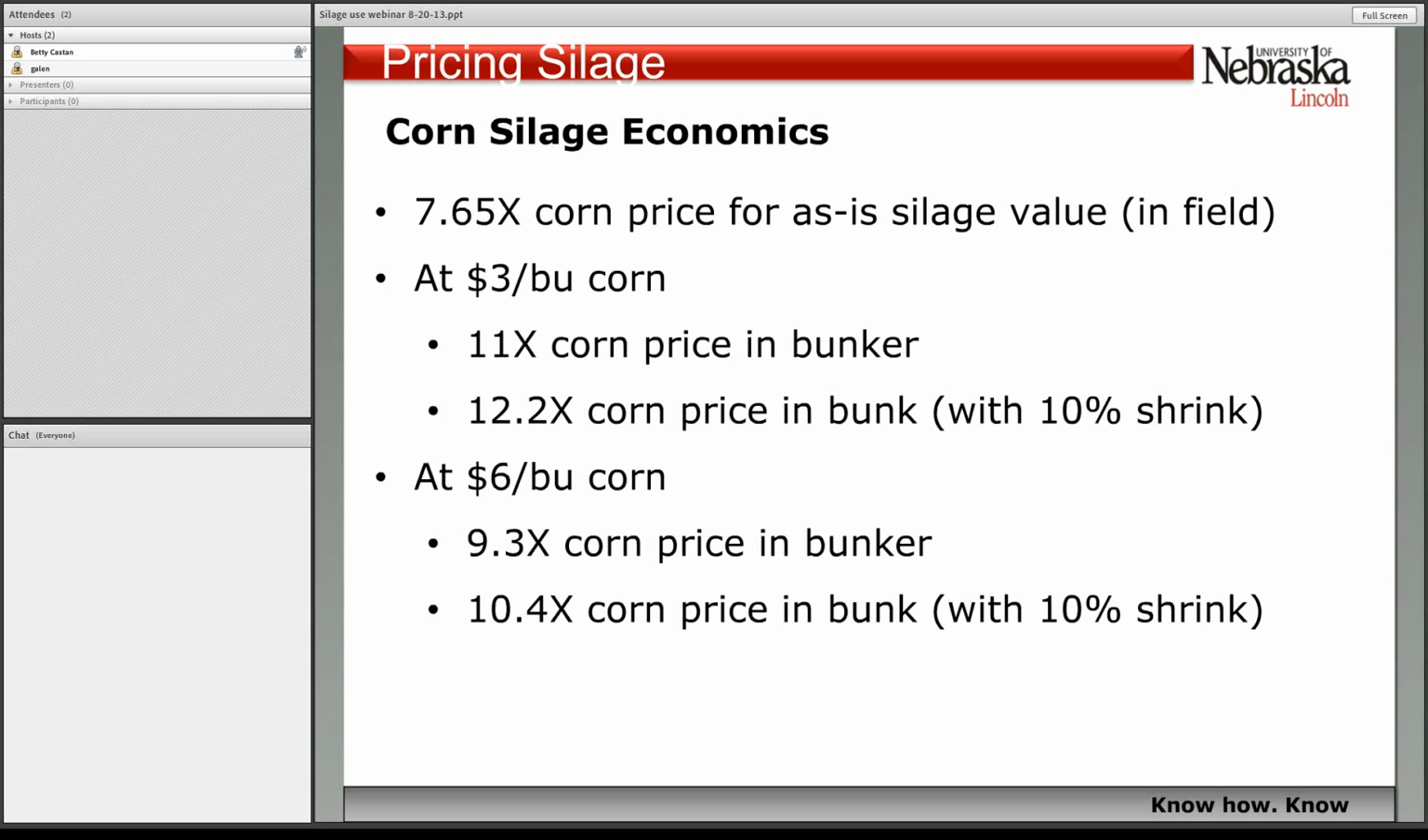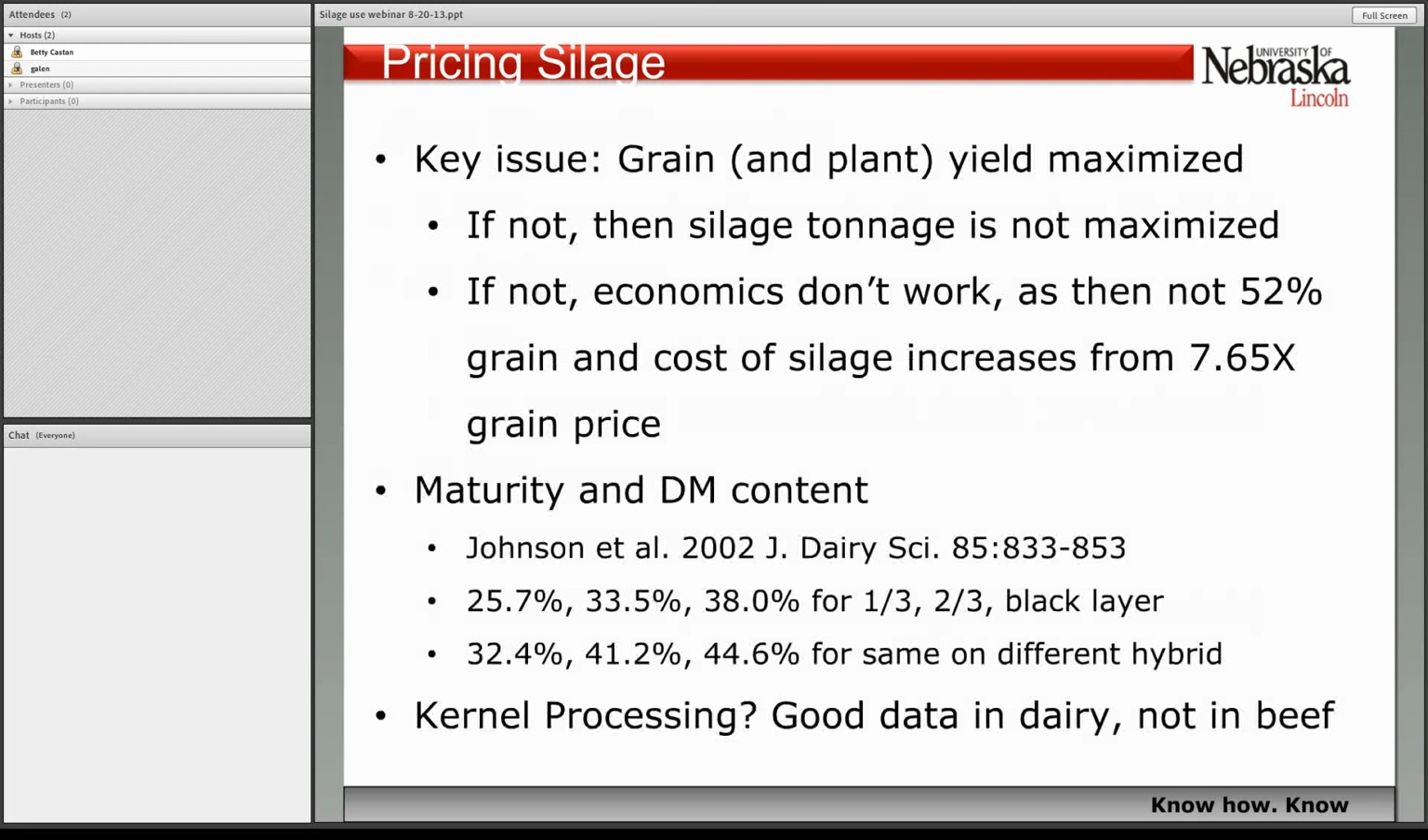Those multipliers, if you will, of silage price per ton as is as a function of corn price per bushel as is go down as the price of corn goes up. And so we'll go through some examples of that, at least on the feedlot side, here at the end.